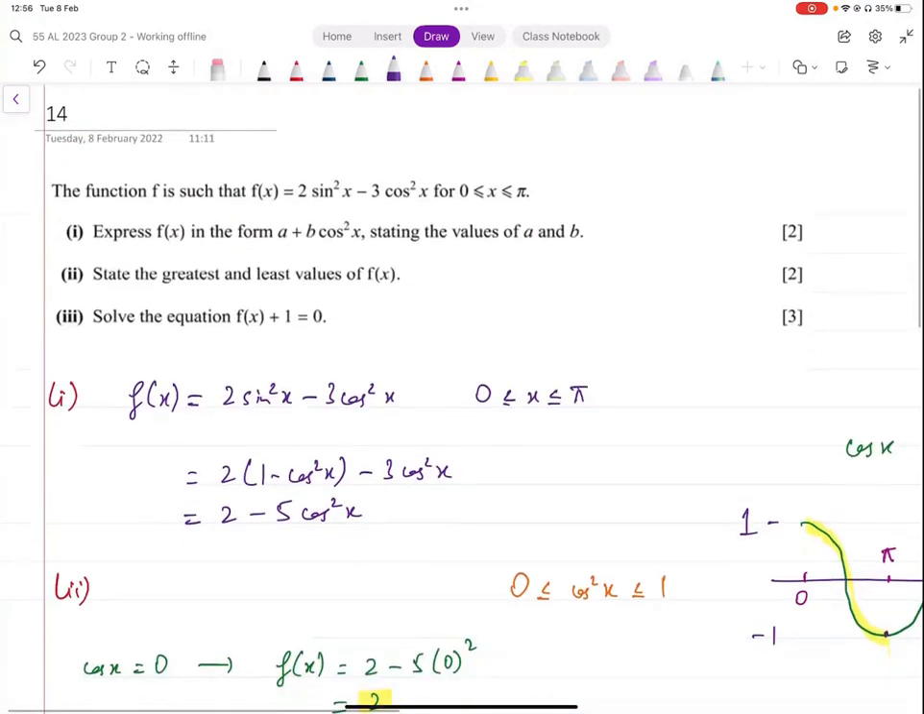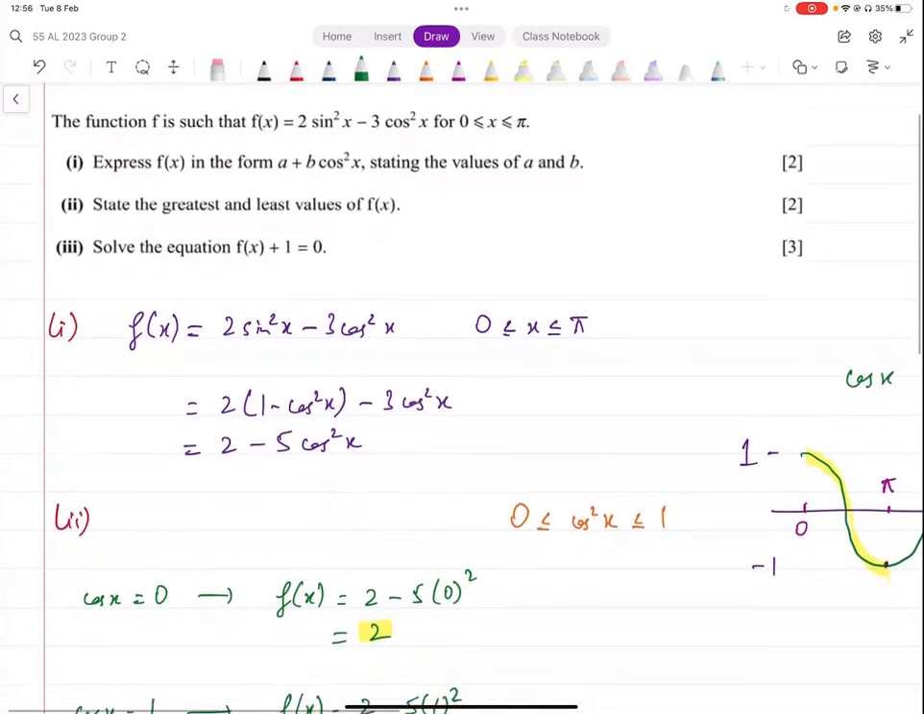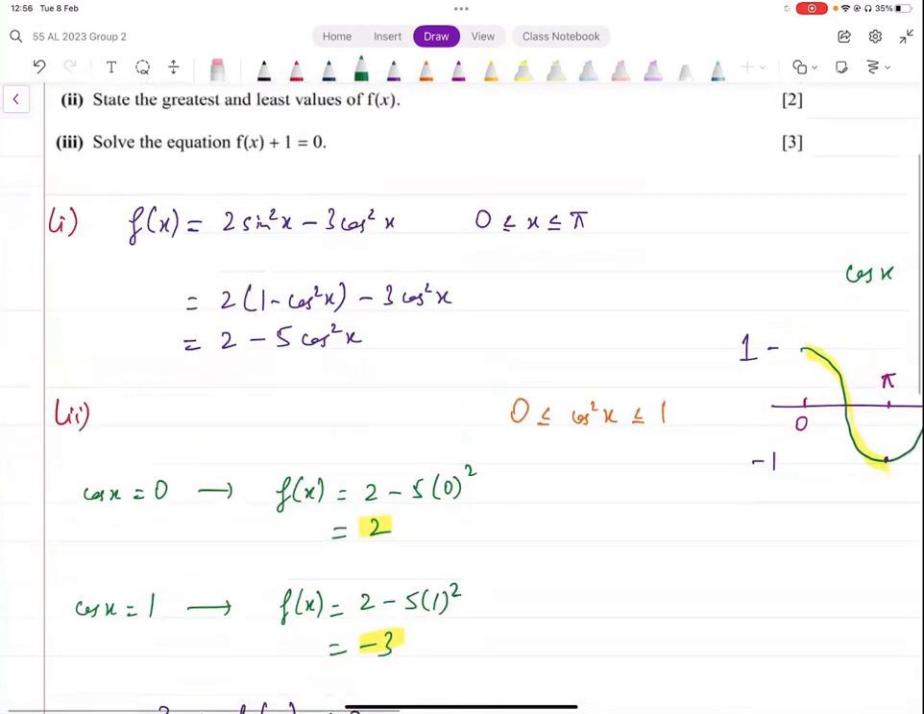No? Okay. Let's look at the third part. Third part उसने क्या कहा है? Solve the equation f of x plus 1 equals 0. You can do that. f of x plus 1 equals 0. That all that means is you have to solve f of x, हमने already form में convert कर दिया.